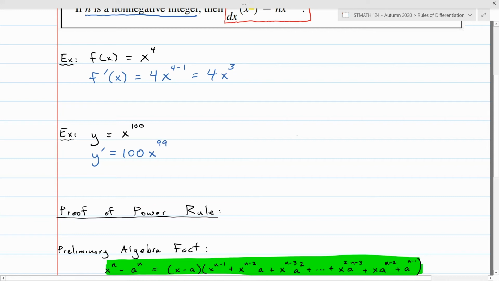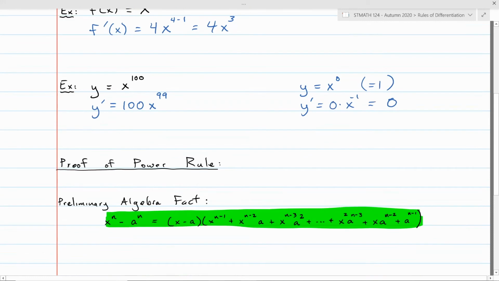This rule even works on y equals x to the 0. Well, x to the 0 is really just 1, right? So I know that if I take the derivative of x to the 0, I should get 0, but the power rule applies to it also. Y prime here would be 0 times x to the negative 1, but 0 times anything is 0, so you still get 0. All right.